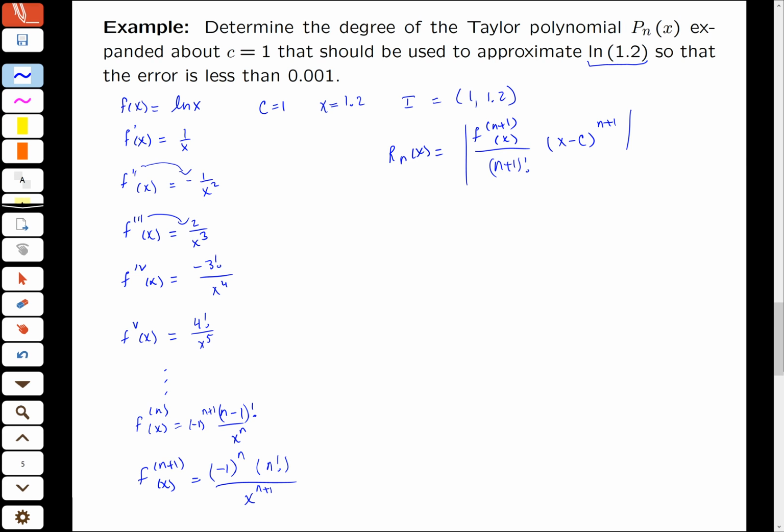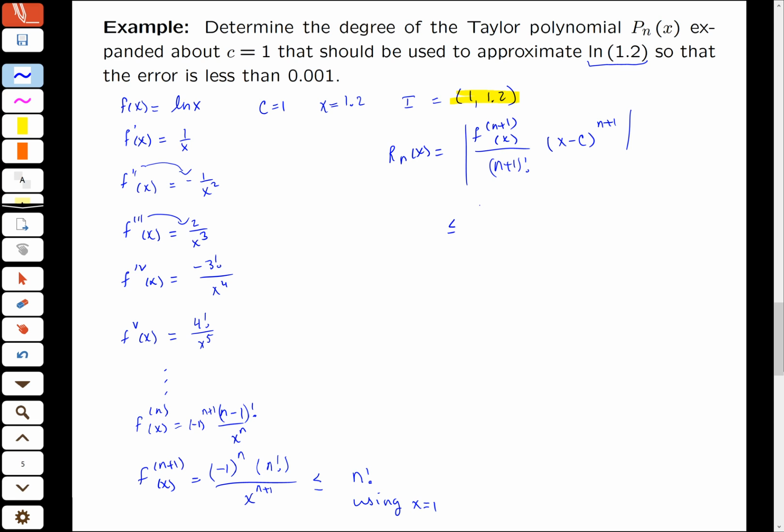Now, let's look at this right here. I have to find the maximum value for this derivative on the interval 1 to 1.2. Where is the maximum value going to happen? Is it going to happen when you plug in 1.2? Or is it going to happen when you plug in 1? When you plug in 1, because you're dividing, you want to keep this number as small as possible in the denominator. So you need to plug in 1. So this value right here is going to be less than or equal to n factorial, using x equals 1. That's what I plugged in.